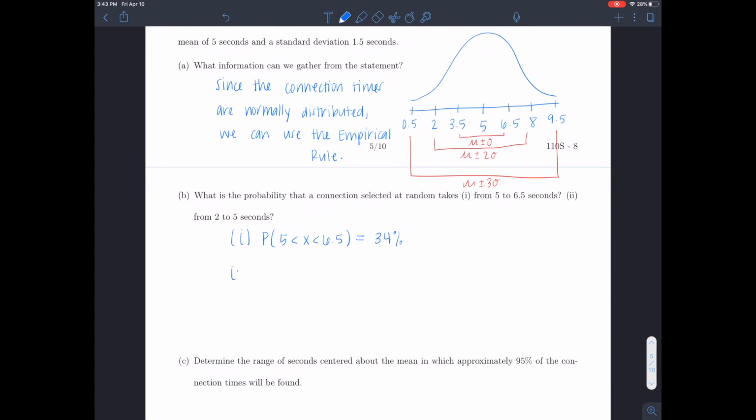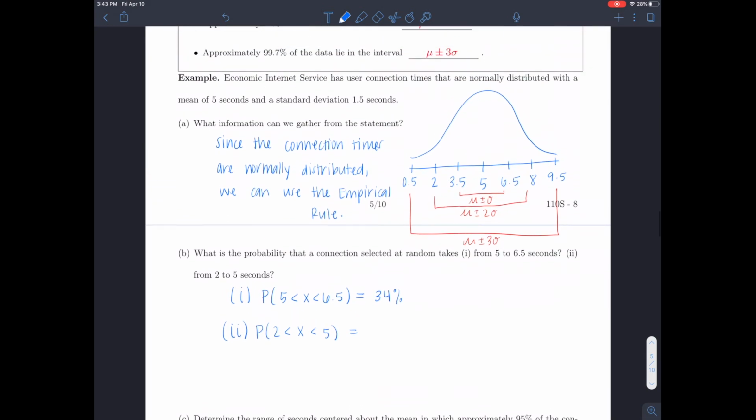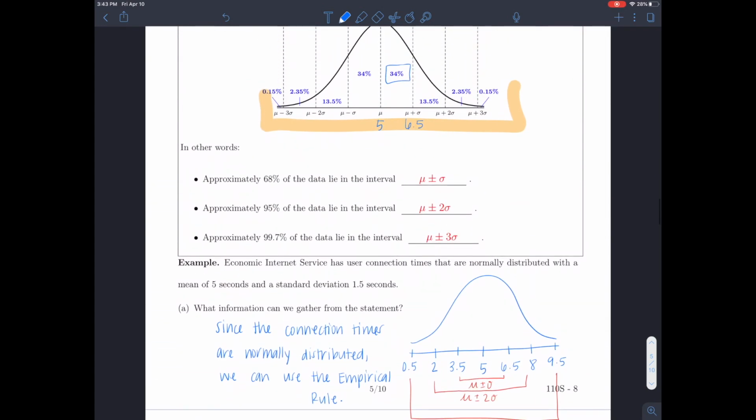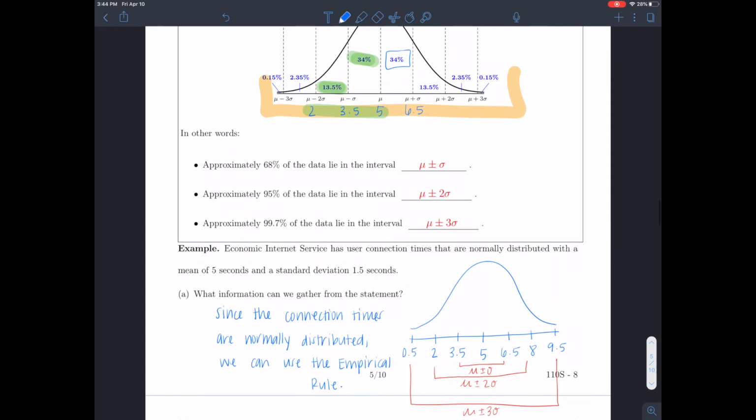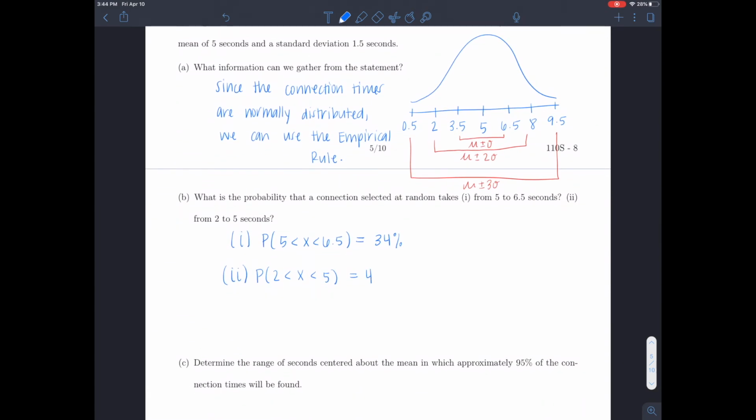If I look at the second part of this part, then when I convert this to probability notation, I'm now looking to see the probability that x is between 2 and 5. And so if I go back up and I look, this was 3.5, mu minus sigma, here was 2. And so what I'm going to do now is I'm going to take these percentages and I'm going to add them together, because I now want from 2 to 5. And so I have 13.5 plus 34. And that will give you 47.5%.